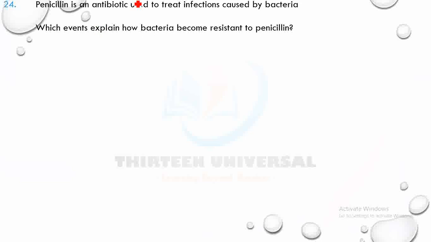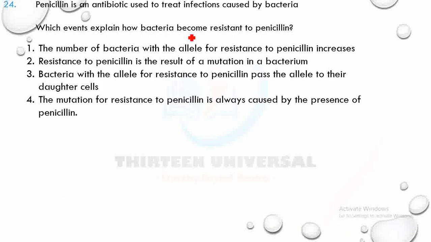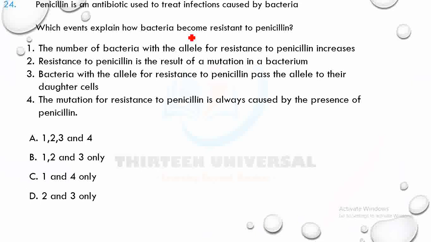Penicillin is an antibiotic used to treat infections caused by bacteria. Which event explains how bacteria become resistant to penicillin? Which of them? Which event? How does it start? You see, this is the latest way they ask questions from antibiotic resistance.